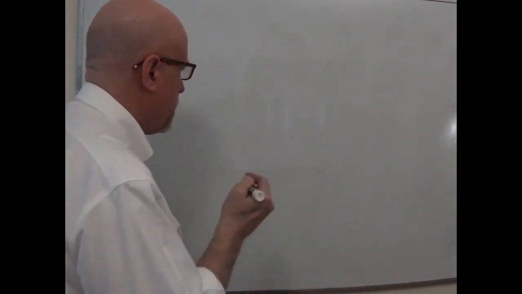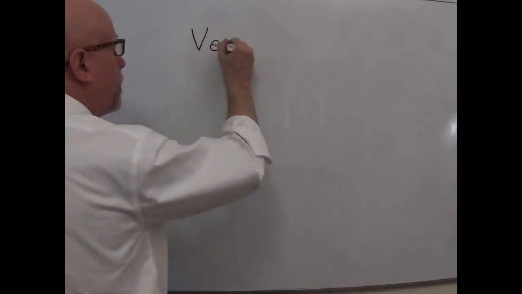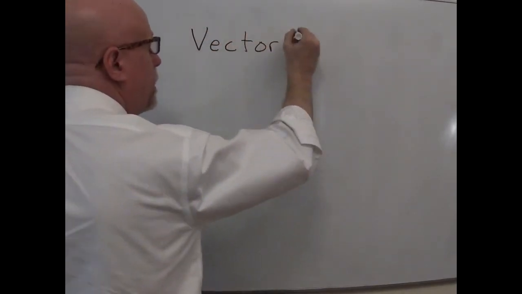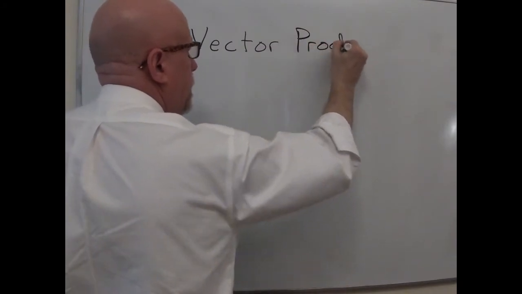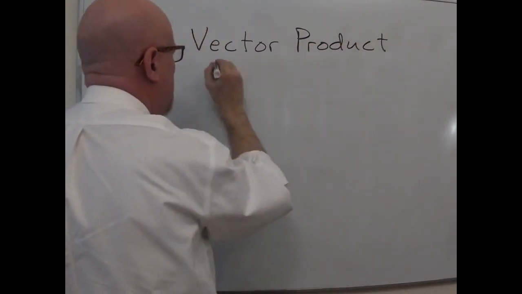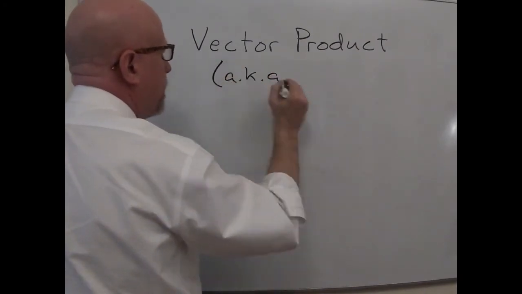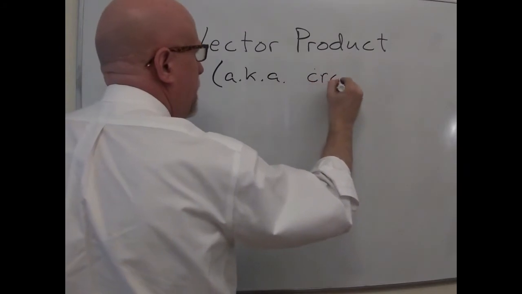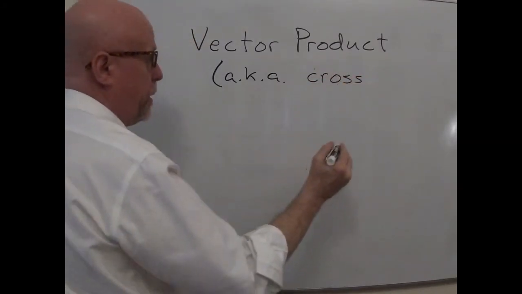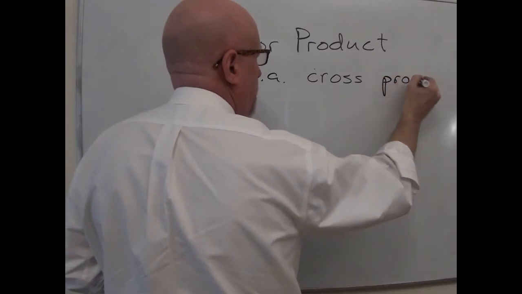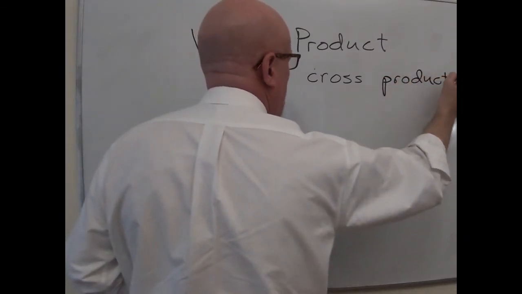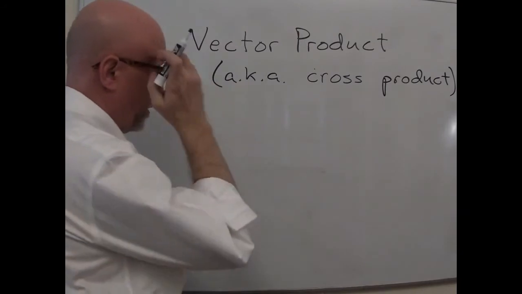Well, today I'm going to be talking about our final product on vectors, and this is known as the vector product, also known as a cross product. The word vector in the name is about describing what the output is. You see, both in the scalar product and in the vector product, the inputs are two vectors.